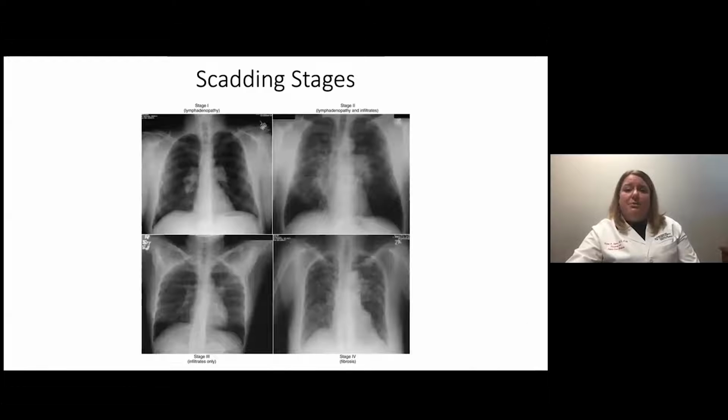Sarcoid is staged based on imaging, so based on chest x-ray findings. And you'll hear people talk frequently about the stage of sarcoidosis. So stage 1 is where there's just lymphadenopathy present. So you can see here very full hila, but the lung fields themselves look very clear. Stage 2 is lymphadenopathy and infiltrates bilaterally. So you can see this interstitial prominence on both sides. Stage 3, the lymphadenopathy has regressed, and now you're left with just infiltrates. And stage 4 is fibrotic disease.